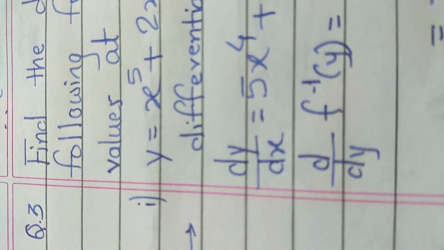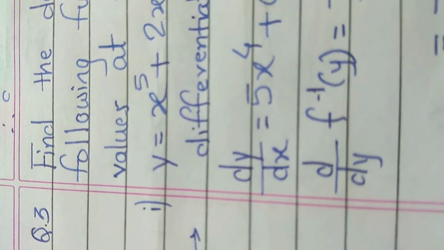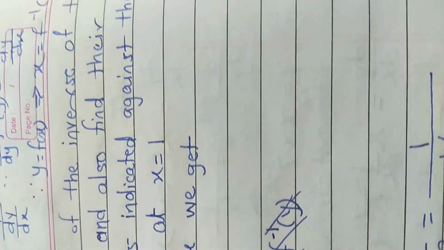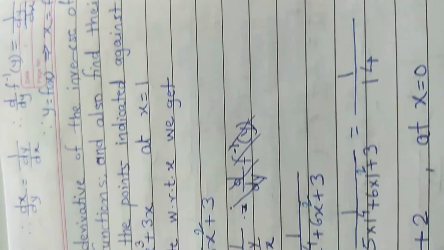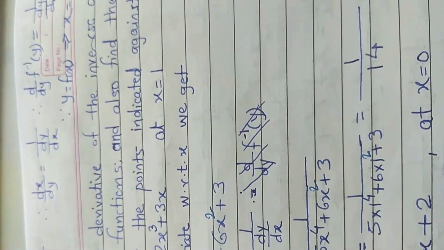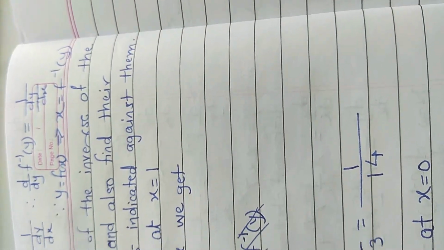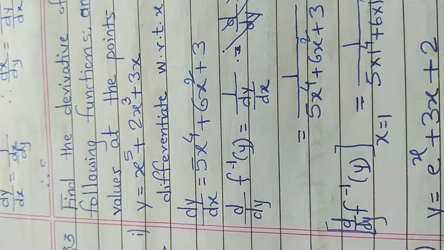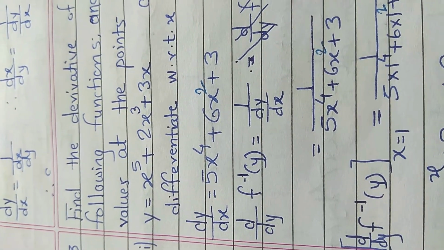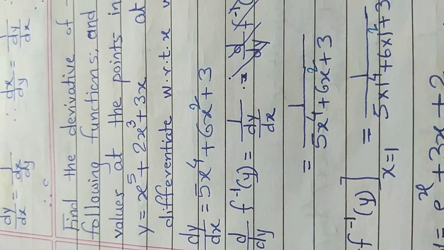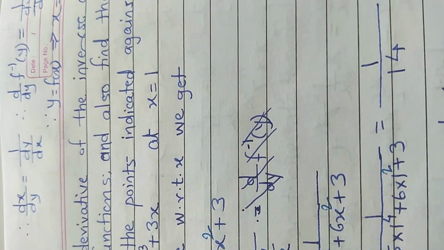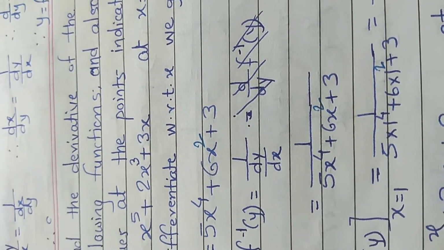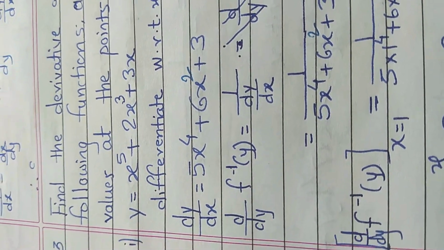Exercise 1.2, question number 3. Find the derivative of the inverse of the following functions and also find their values at the points indicated against them. First function given is y equal to x raised to 5 plus 2x cube plus 3x. At x equal to 1, we have to discuss the derivative of the inverse function.